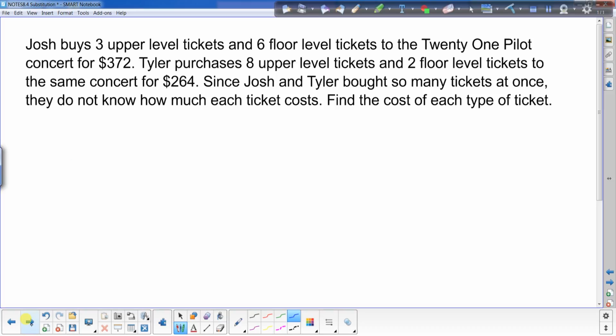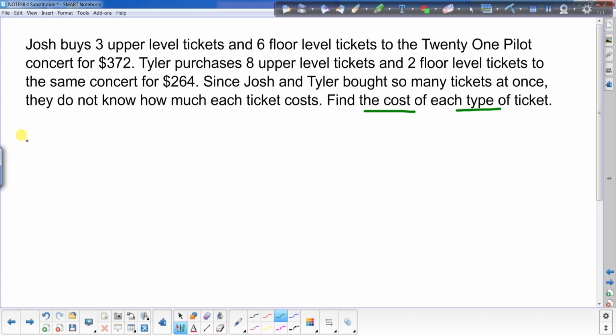Let's look at a word problem. Josh buys 3 upper-level tickets and 6 floor-level tickets to the 21 Pilot concert for a grand total of $372. Tyler purchased 8 uppers and 2 lowers for $264. They don't know how much each ticket costs, so our task is to find the cost of each type of ticket. So remember, I told you those are usually your variables.